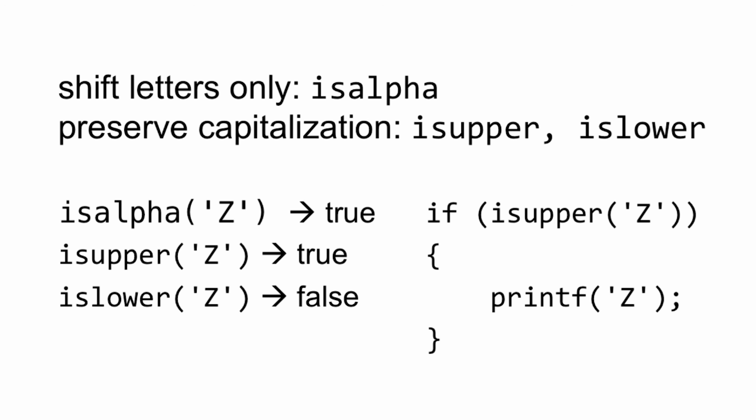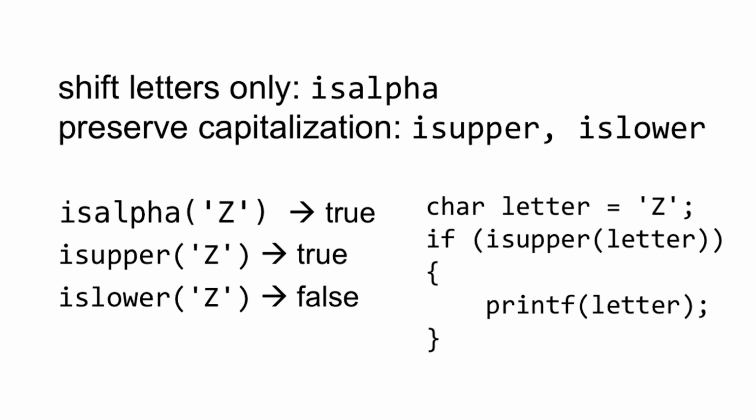To help you with preserving capitalization are the functions isupper and islower. These 2 functions also take in a single character as input and return you a Boolean, either true or false, depending on whether that character is uppercase or lowercase. Because isupper and islower are Boolean functions, meaning that they return you a Boolean, you can use these in your conditions. So here's a snippet of code that only prints a letter if it's uppercase. So I've declared my character letter to be the uppercase Z, and then if isupper returns true, then I print that letter.